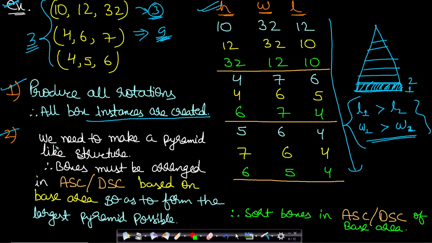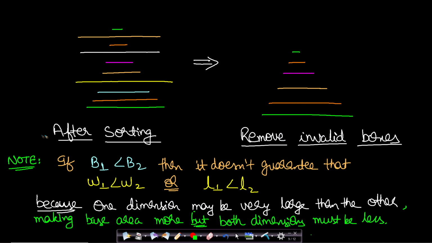So our second step is we need to make a pyramid like structure. Therefore boxes must be arranged in ascending or descending order based on the base area, so as to form the largest pyramid possible. Therefore we will sort the boxes in ascending or descending order of the base area. Okay, so let me just give you a pictorial representation of what we are thinking about.